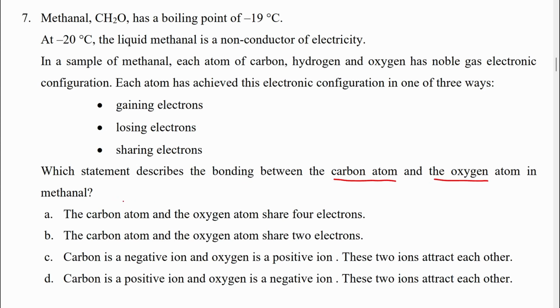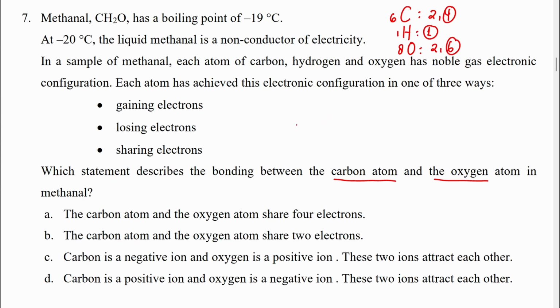So first of all, we have to draw the structure of methanol, right? So what is the atomic number of carbon? 6, right? So 6 carbon, and the electronic configuration is 2, 4. And hydrogen is 1, so it's only 1. And oxygen is 8. So the electronic configuration is 2, 6. And this is the valence electron.